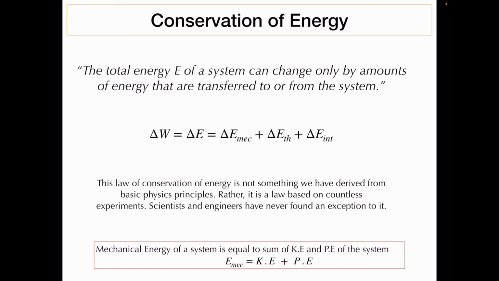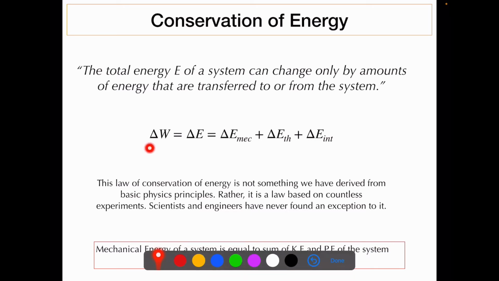It is mathematically represented as delta W, where W is the work. Actually, we can consider work equivalent to energy also. The change in work is equivalent to change in energy. So the change in work is equal to the change in total energy, which is equal to the total change in mechanical energy plus the total change in internal energy, the thermal energy, and the total change in other forms of internal energies.